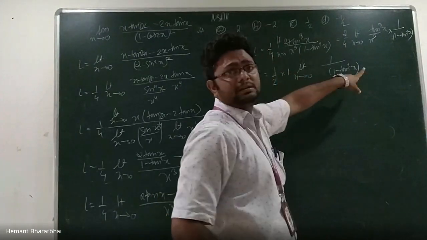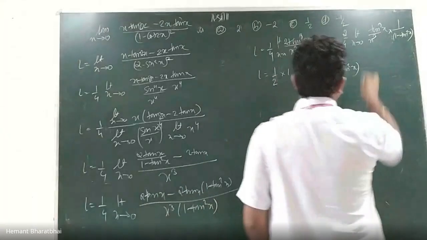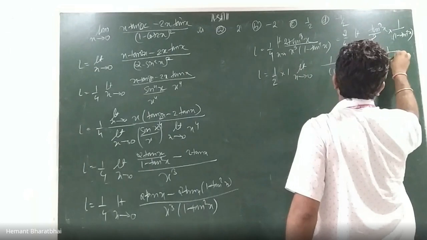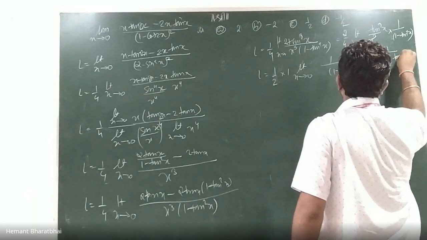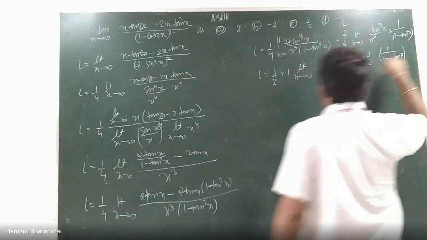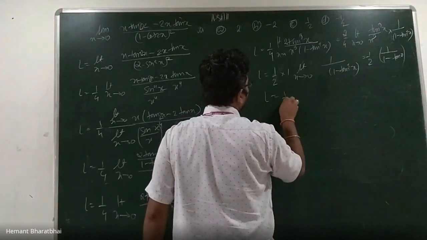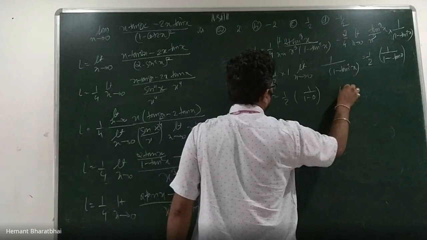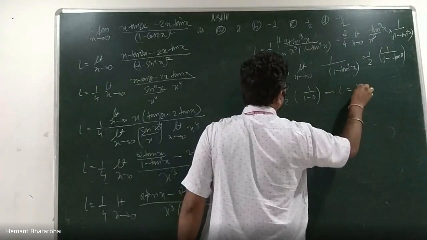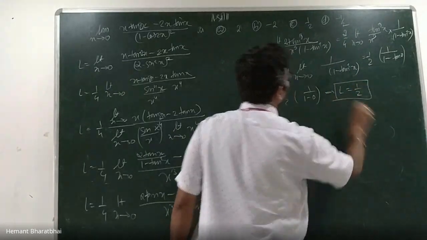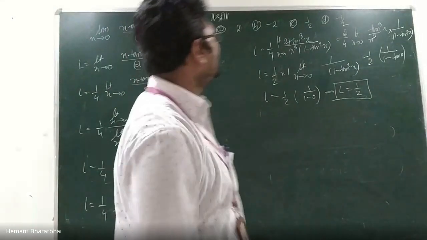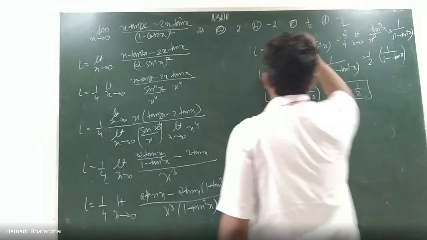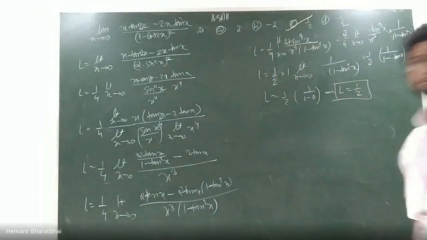And here, now I can apply the limit. So when I apply the limit, I will get 1 by 2, 1 upon 1 minus tan of 0. Tan of 0 is 0, so you don't have to worry. So your L is equal to 1 by 2, 1 upon 1 minus 0. So I get L is equal to 1 by 2. So which option? Option number C. So option number C is my answer.